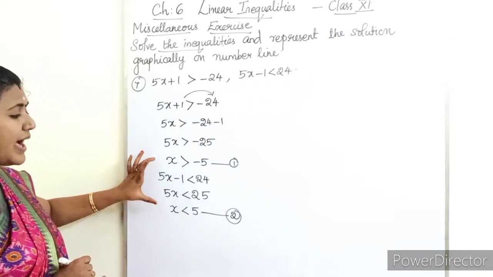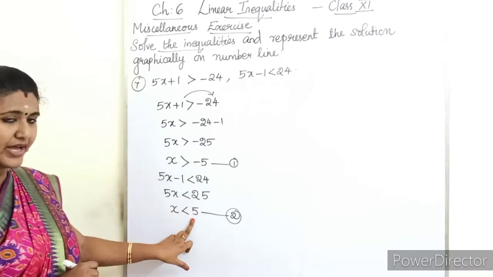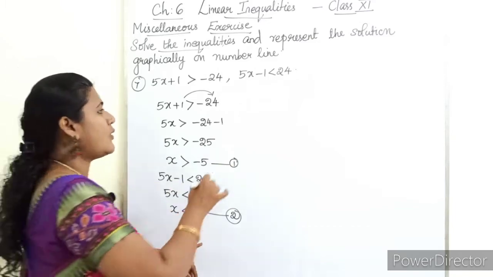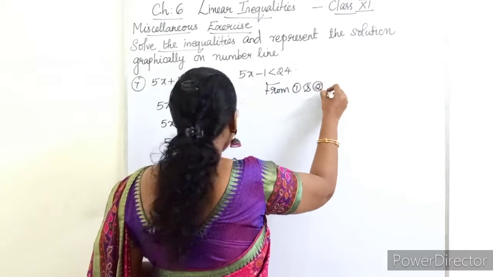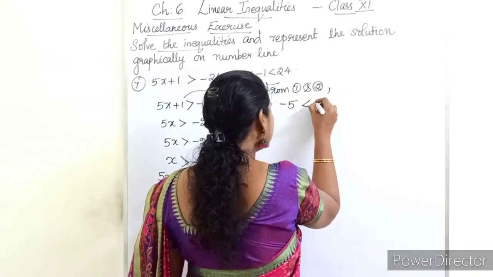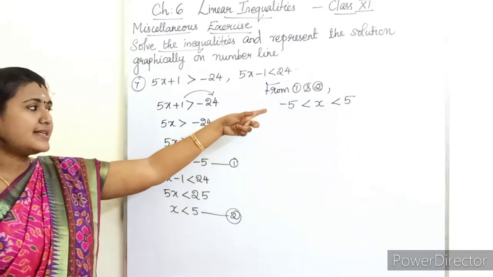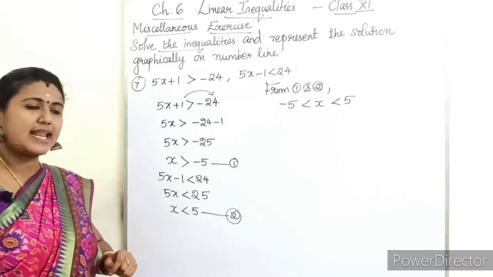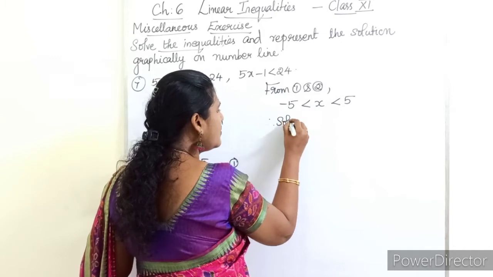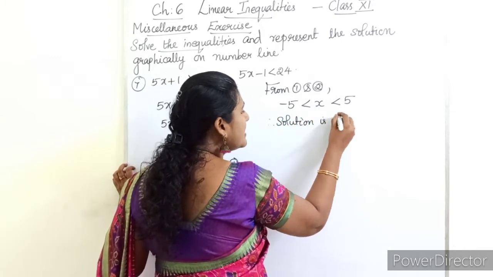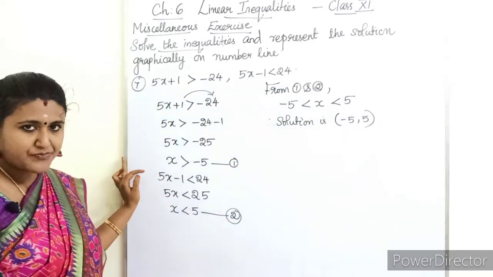Now we have to combine these two inequalities, that is x is greater than minus 5 and x is less than 5. From 1 and 2 we can write, minus 5 is less than x less than 5. So when you combine inequalities 1 and 2, you will get minus 5 less than x less than 5. Therefore the solution is the open interval minus 5 to 5.